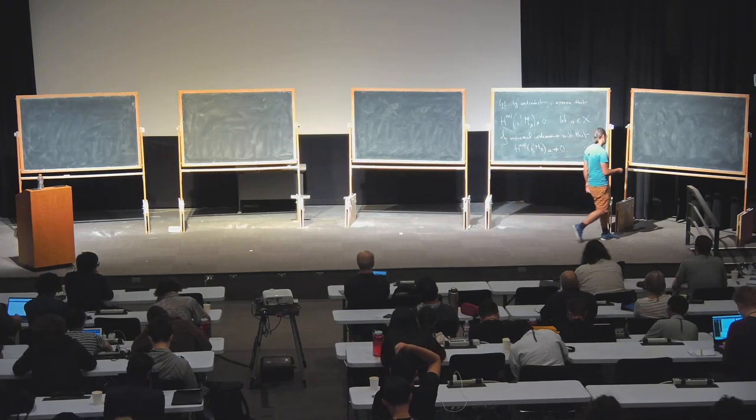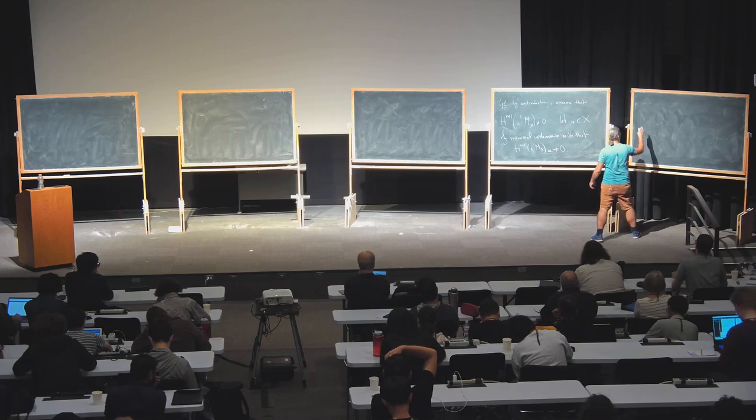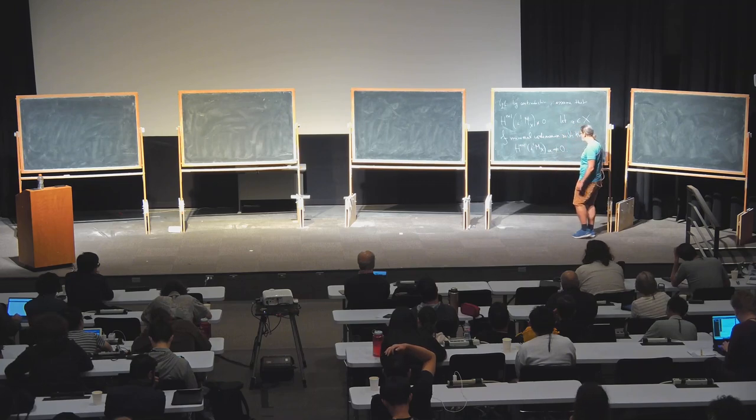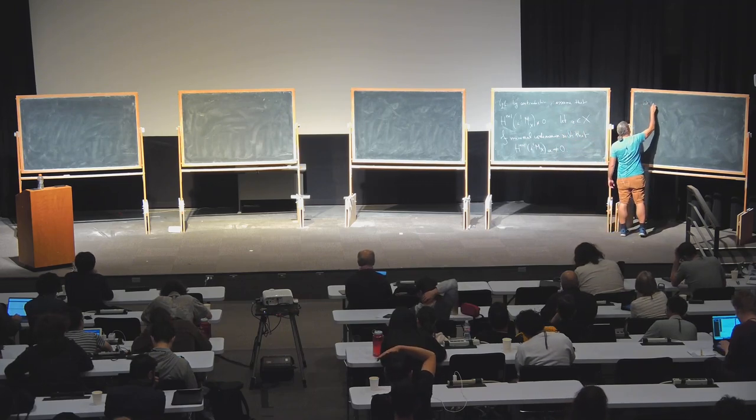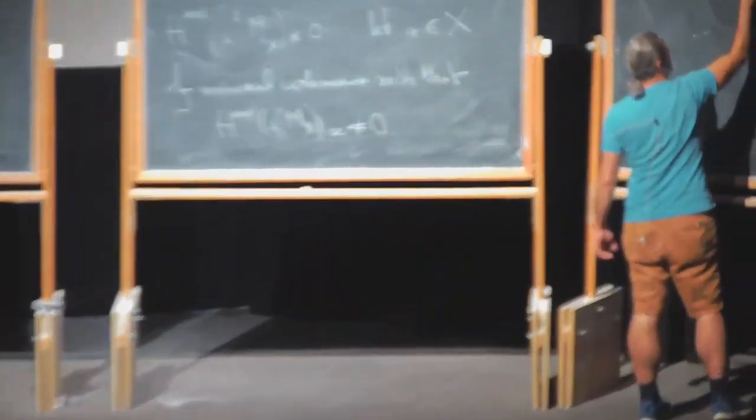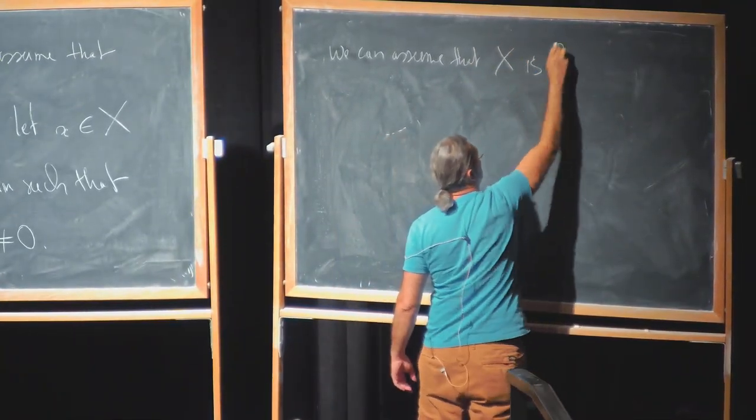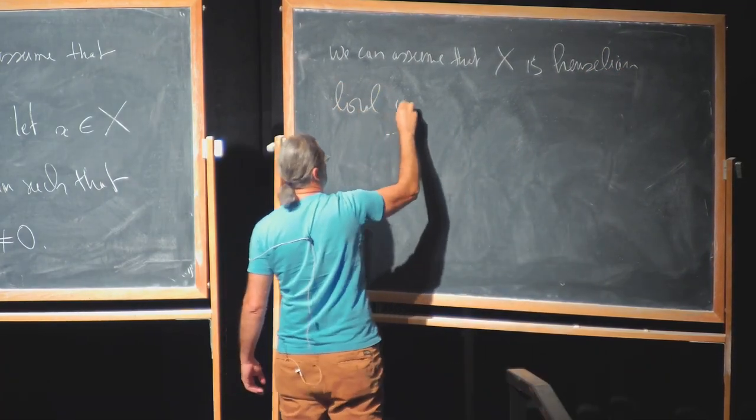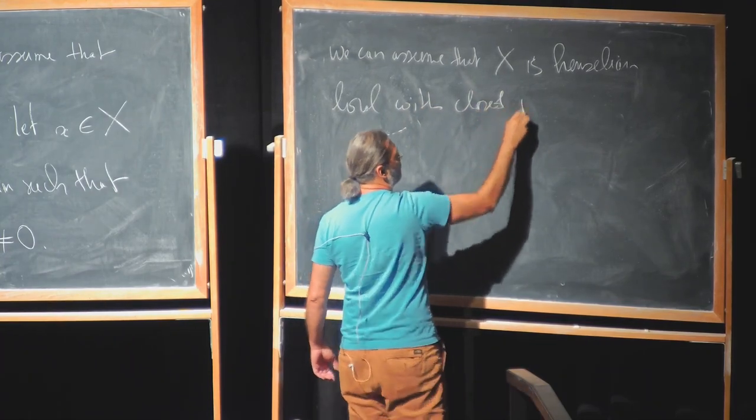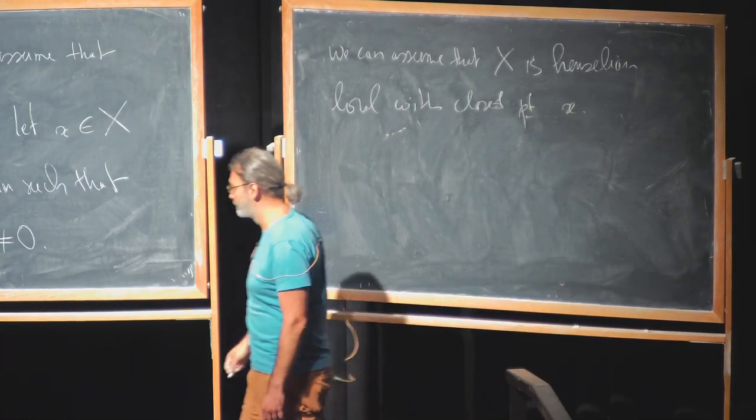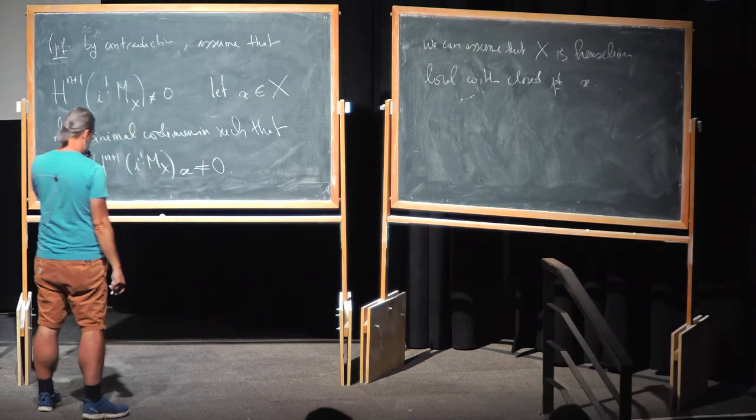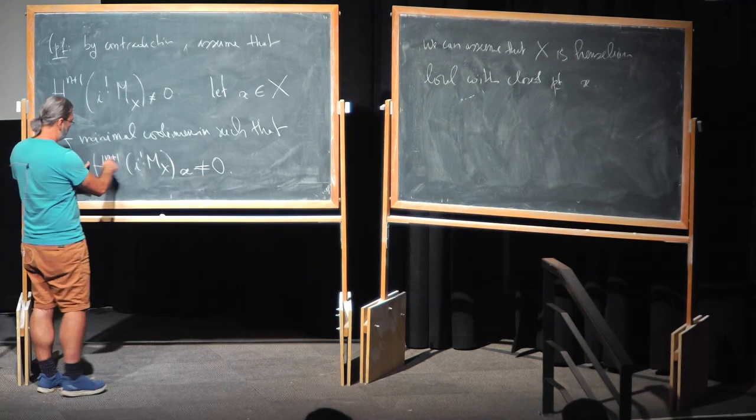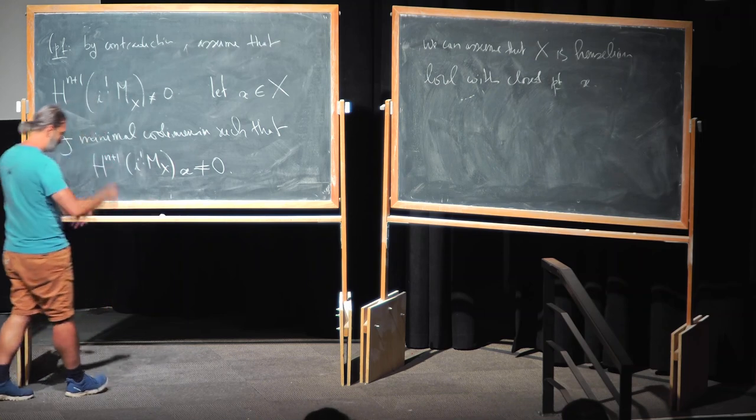And now I want to work locally at this point. So we can replace X by the localization at x. Actually, we can assume that X is Henselian local at this closed point x. So somehow the non-vanishing of this sheaf happens only at this point x.